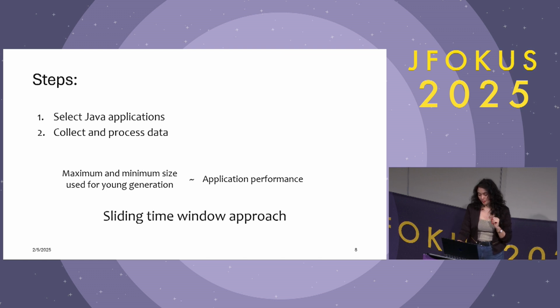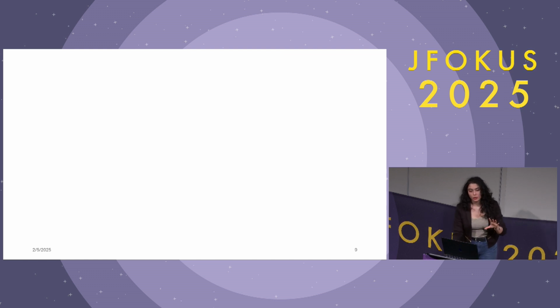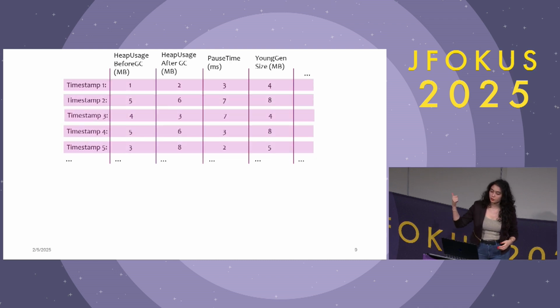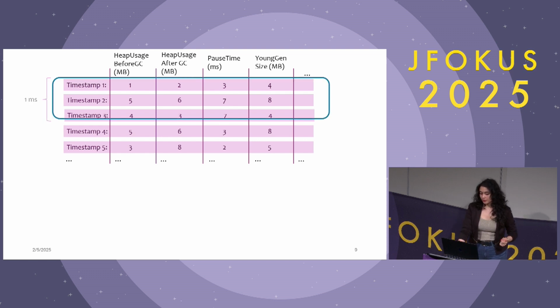preprocess our data. Once the GC log is parsed and the features are extracted, we obtain tabular data. And here's a simplified visual with some dummy values to illustrate the concept. Each line represents a memory state at a specific timestamp, with the memory-related features organized in columns. We can define a time window of, let's say, 1 millisecond that encapsulates the lines where their timestamps sum up to 1 millisecond in total.